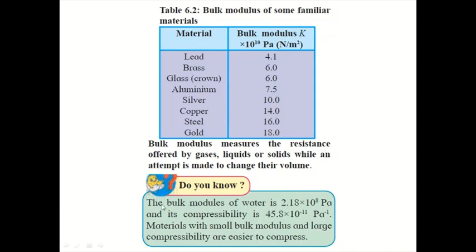Here one note point is the bulk modulus of water is 2.18 into 10 raised to 8 Pascal, and its compressibility is 45.8 into 10 raised to minus 11 Pascal inverse. So materials with small bulk modulus and large compressibility are easier to compress. Small bulk modulus value and large compressibility value means easy to compress, which is an important point.